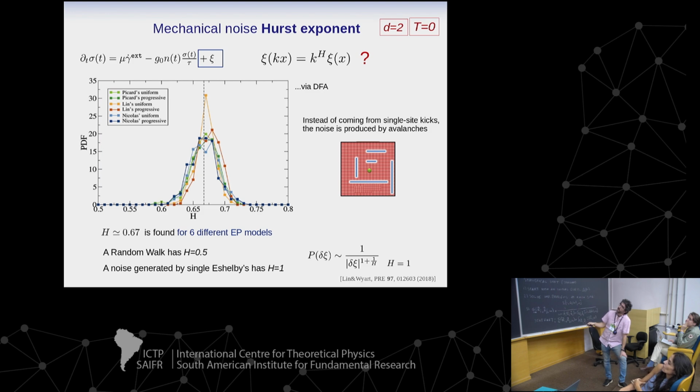You have to compare it with a random walk, with 0.5, or a noise generated by single avalanche events, which has H equal to 1. The kind of noise that gives this Hurst exponent is distributed so that the distribution of delta xi, the kicks that the noise gives, goes as 1 over the kick to the power 1 plus 1 over H. This has previously been studied by Mathieu and Nin, but they said the only physically possible exponent is H equal 1, because the distribution goes as 1 over whatever to the 2. And we are proposing that no, there is a noise emerging from avalanches that has a different H, and this is the one that will effectively give you the same flow curves that you obtain with the full model.